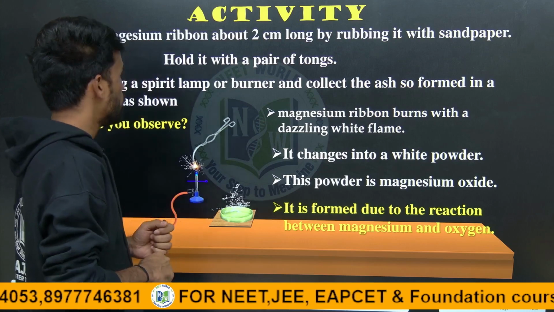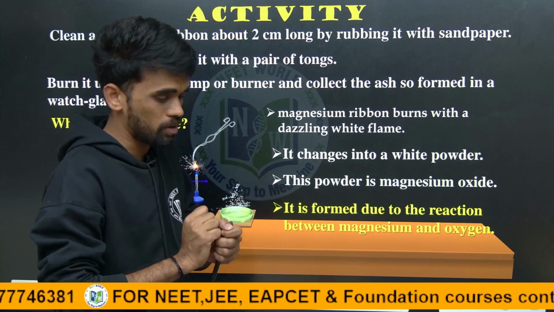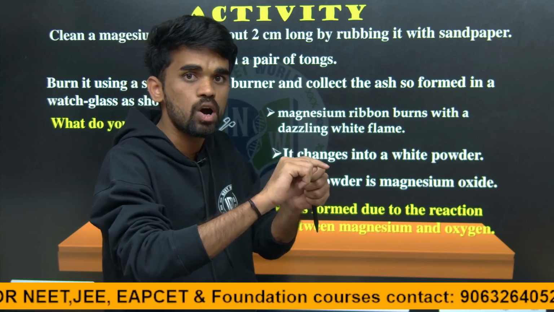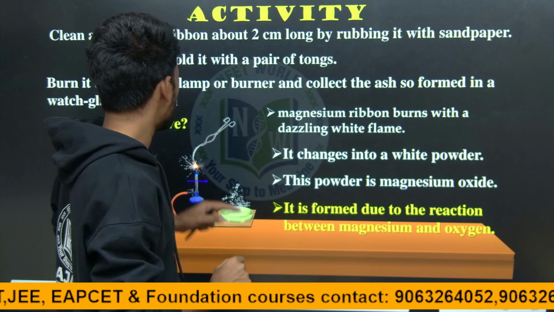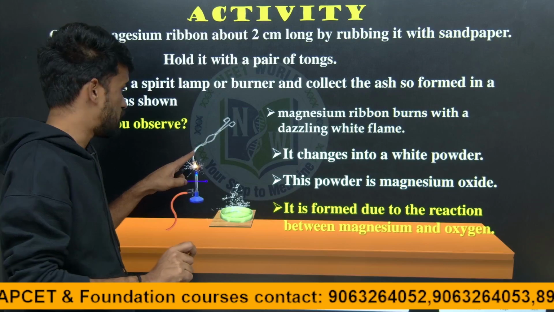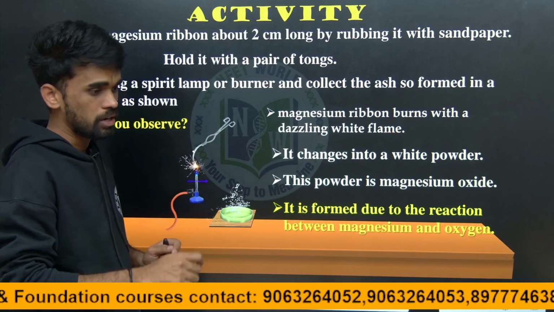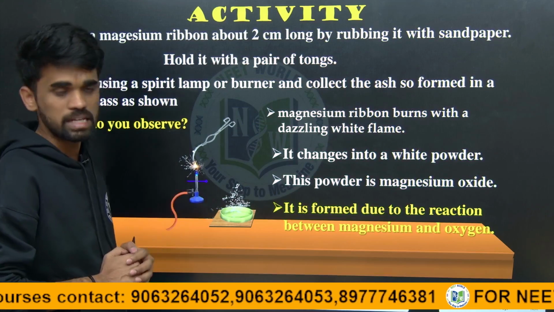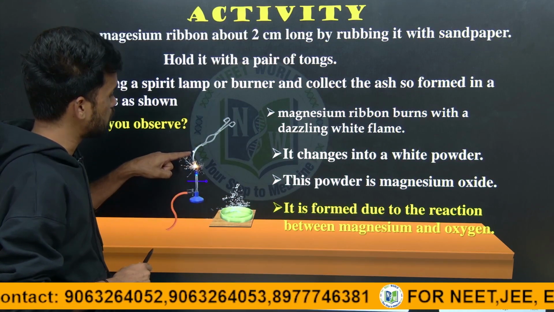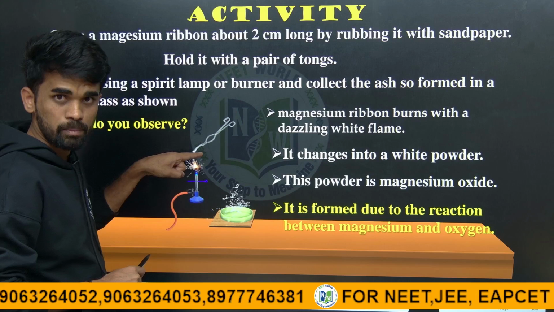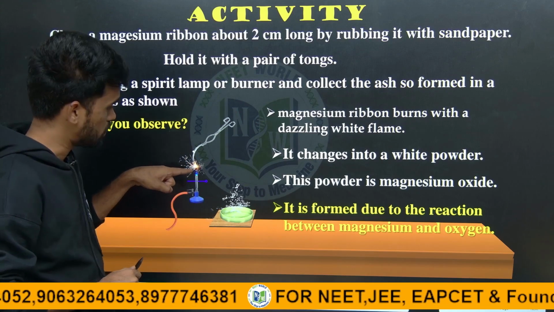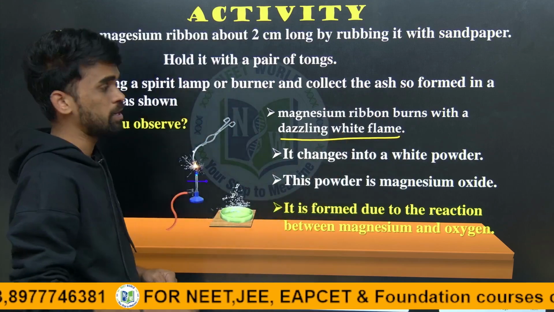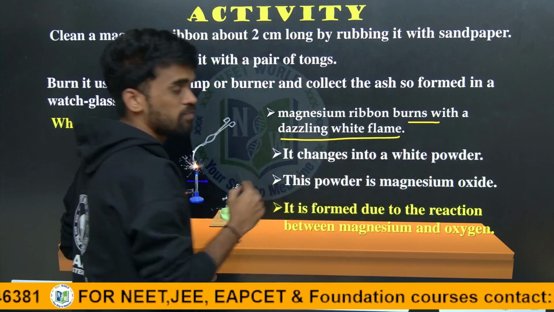Okay, so first of all you have to rub that magnesium ribbon with some sandpaper so that it will remove whatever oxide layers formed on that magnesium ribbon. Now we have rubbed the magnesium ribbon, hold it with the tong. Now take it to the Bunsen flame. So this is the Bunsen flame. When we expose this ribbon to the Bunsen flame, it will burn with a dazzling white flame.